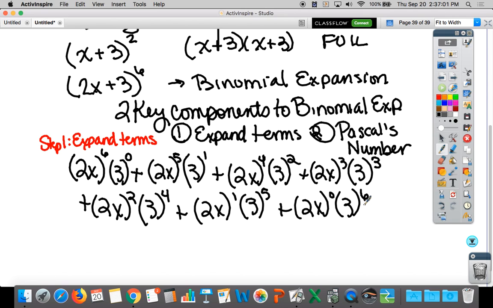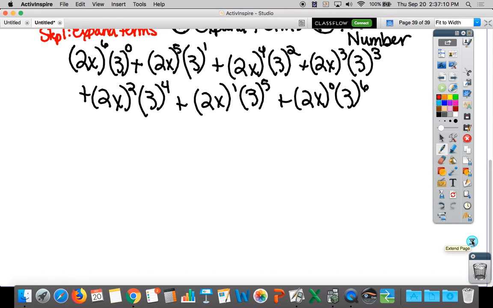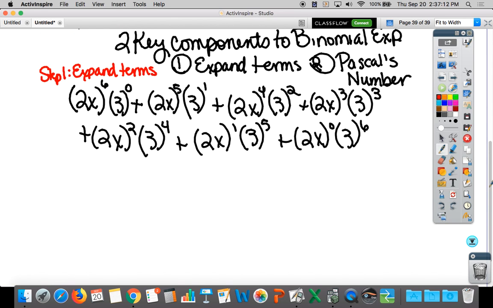Okay, so now the second thing that we're going to do, step 2, this is not the second component, but this is step 2. Simplify. You're going to take your calculators out. Now, this is going to be real easy if you'll just follow along with me. If you did not put your parentheses here, you're going to miss it. Because it's not 2x to the 6th, it's 2x, all of that to the 6th power.